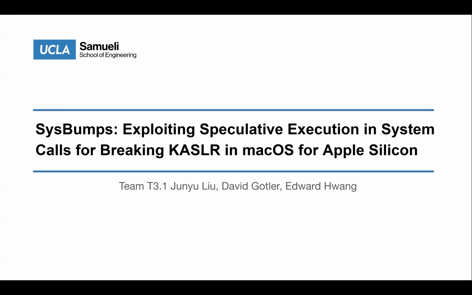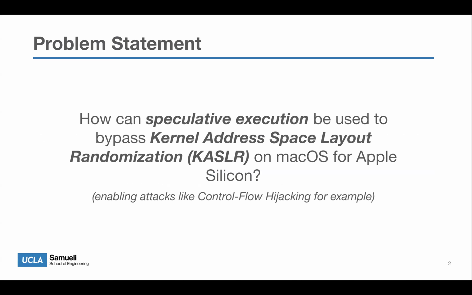All right, we're team 3.1, and we are doing a presentation on this paper, SysBumps, which talks about speculative execution to break address-based layout randomization. Cool. So let's talk about the problem this paper is trying to solve. They're asking, how can we use speculative execution to bypass kernel address-based layout randomization, specifically for macOS running on Apple Silicon? And we'll go through what each of these means.